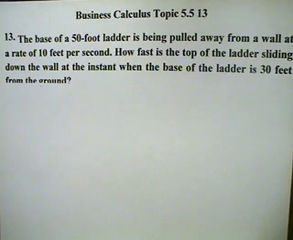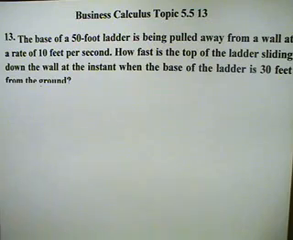Business Calculus, Topic 5.5, Number 13. The base of a 50-foot ladder is being pulled away from a wall at a rate of 10 feet per second. We want to know how fast the top of the ladder is sliding down the wall at the instant when the base of the ladder is 30 feet from the ground.